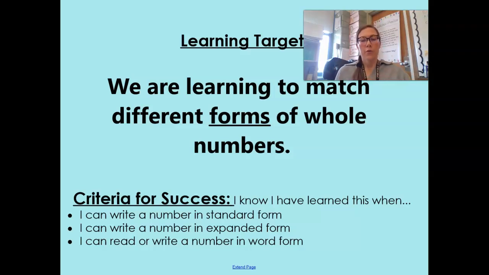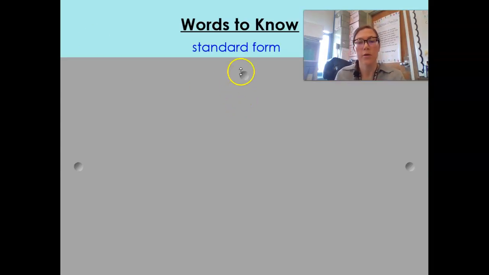Okay? First, we're going to practice saying a number the way we see it with its digits. That would be our standard form. Second, we have expanded form, writing numbers in expanded form, which is to stretch out these numbers. And then third, to read and write them and spell them out in word form. So as a little review on what these words mean.